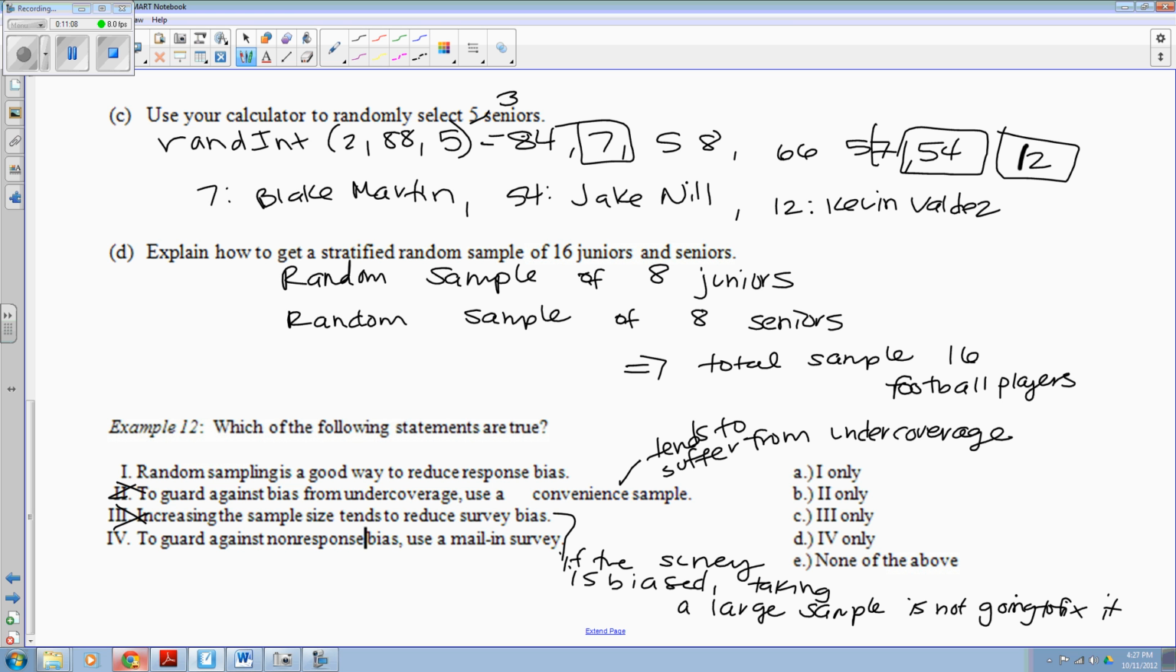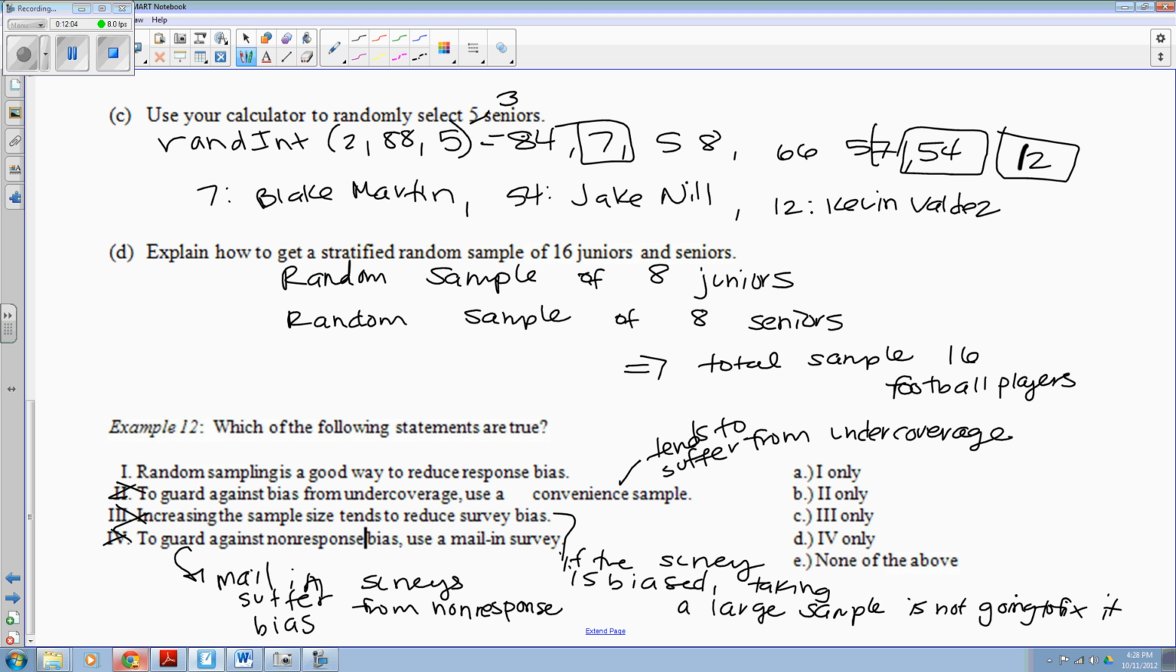What about number 4? To guard against non-response bias, use a mail-in survey. Non-response bias means that people are not responding, and that's usually one of the main problems with a mail-in survey, okay, is that people do not respond. So this one is a no-go, okay, because mail-in surveys suffer from non-response bias. Sorry, my writing is terrible. Okay. Last one, so this one either is true or none of them are true.